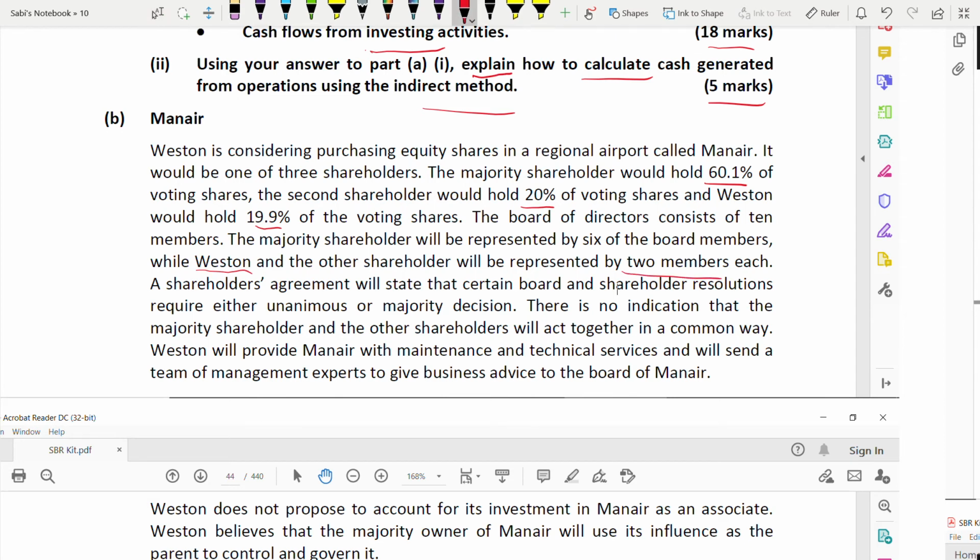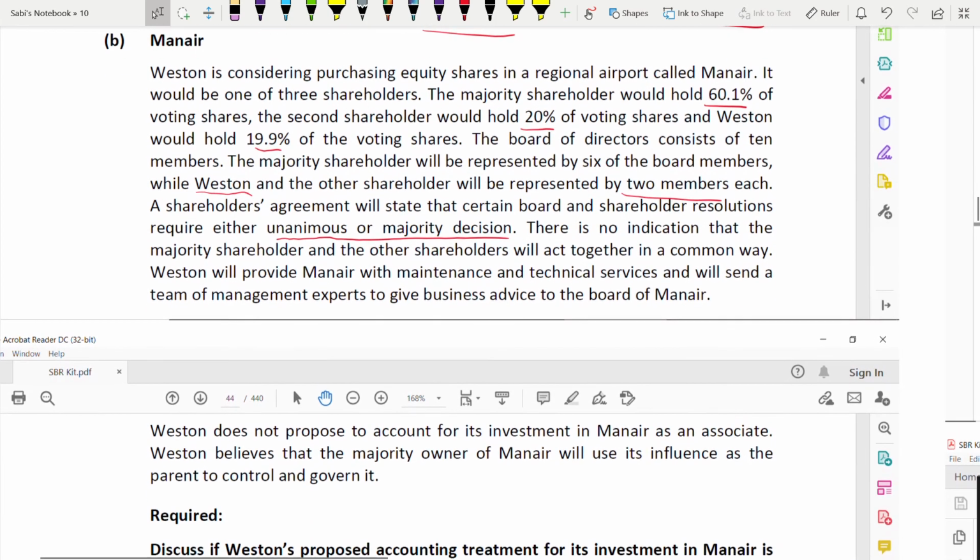A shareholders' agreement will state that certain board and shareholder resolutions require either unanimous or majority decisions. There is no indication that the majority shareholder and other shareholders will act together in a common way. Weston will provide Minor with maintenance and technical service and will send a team of management experts to give business advice to the board of Minor. Weston does not propose to account for its investment in Minor as an associate. Weston believes that the majority owner of Minor will use its influence as the parent to control and govern it.